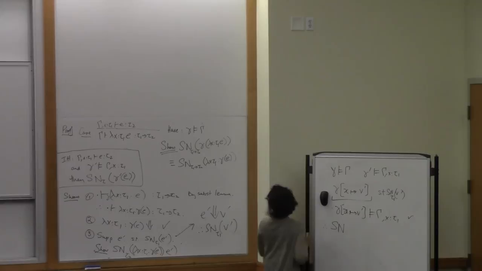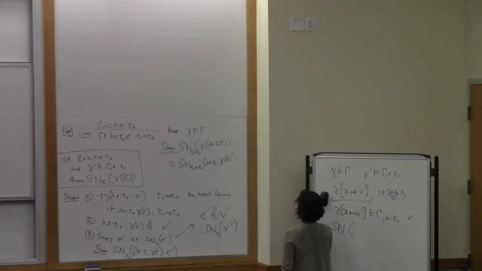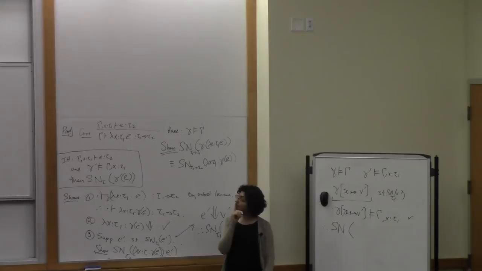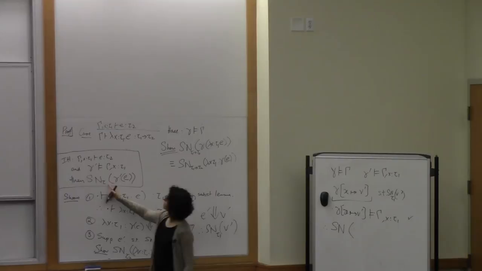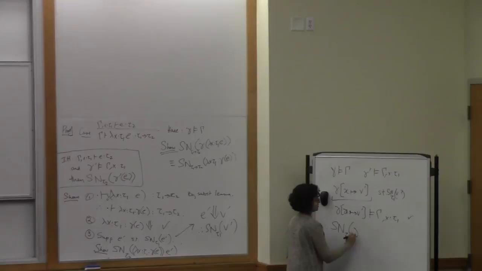Read it off for me. What are we getting? What was the body? E is the body of the lambda, right? So what we're getting is strongly normalizing. Oh, there's an error here too. This should be tau 2. Okay, strongly normalizing at the type tau 2. Gamma prime, which is now x mapping to V prime, applied to E.